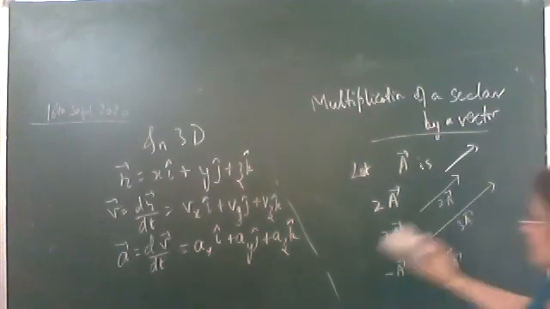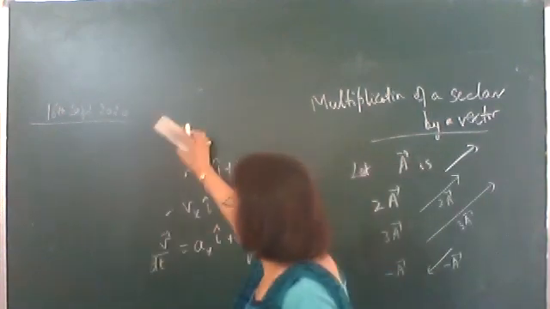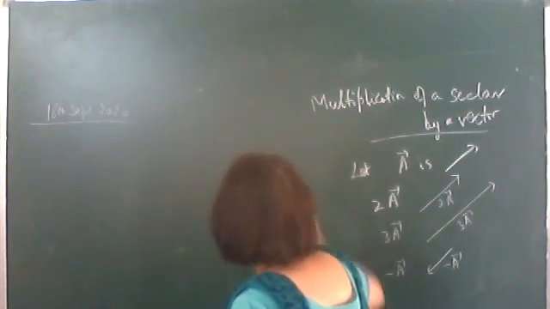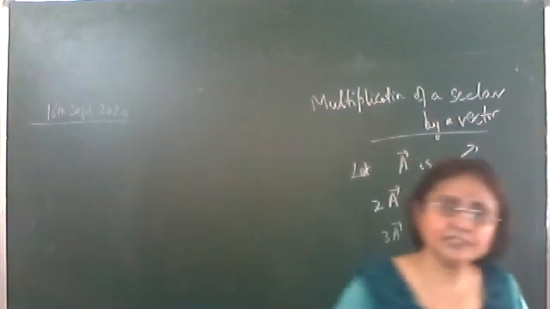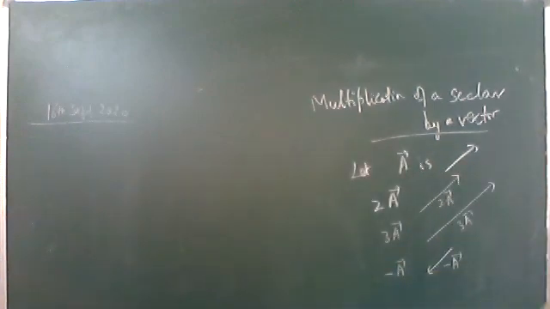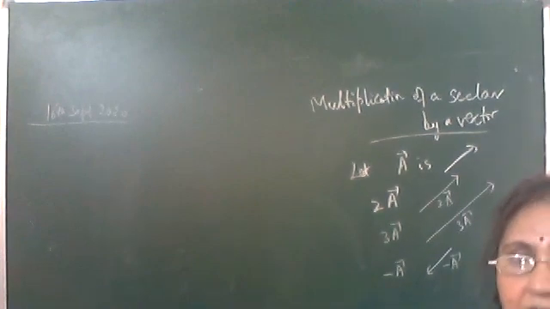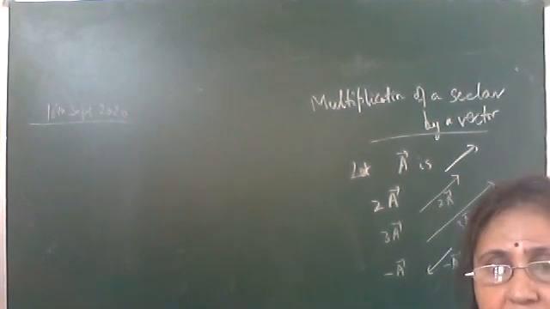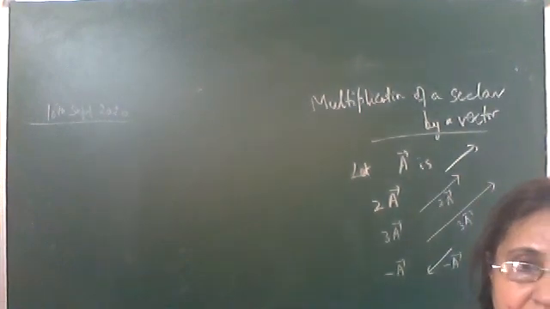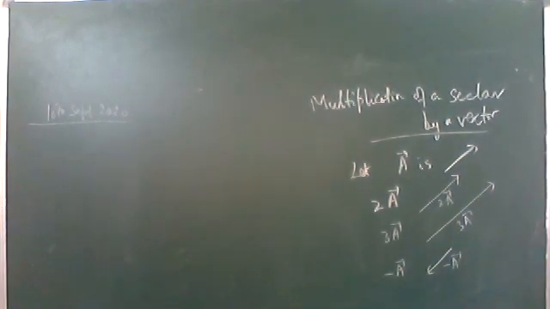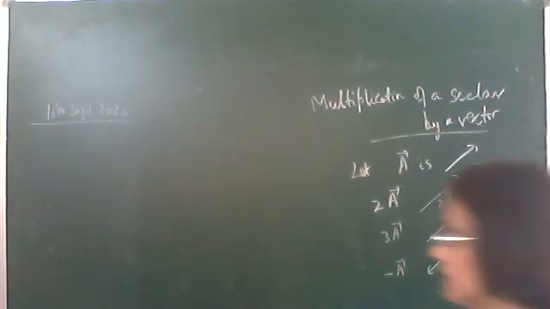Draw it in the same manner. And then you can write down: a scalar multiplied by a vector, the product is a vector quantity. Any scalar quantity multiplied by a vector quantity, the product is a vector quantity. Now in physics, can you give any example of a scalar quantity multiplied by a vector quantity? Any example?